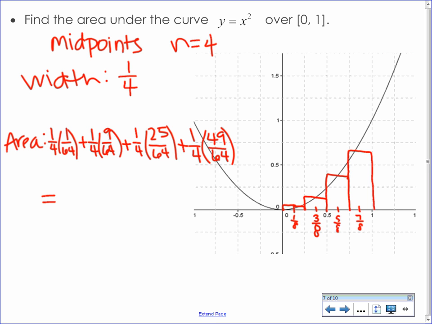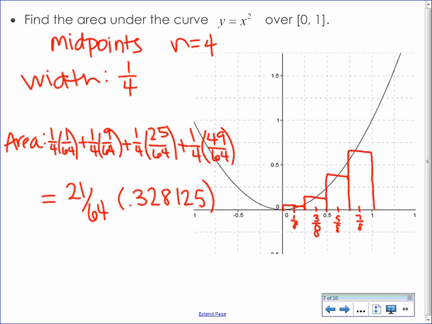Anybody got a number for me? You said about 0.3? Yeah, something 21. That's impressive. Good job. So as a decimal, Nolan, what did you say? Okay. As a decimal, that's what we have. I will tell you the actual area is 1/3. Next week, I will teach you how to find the actual area. Right now we're just approximating.